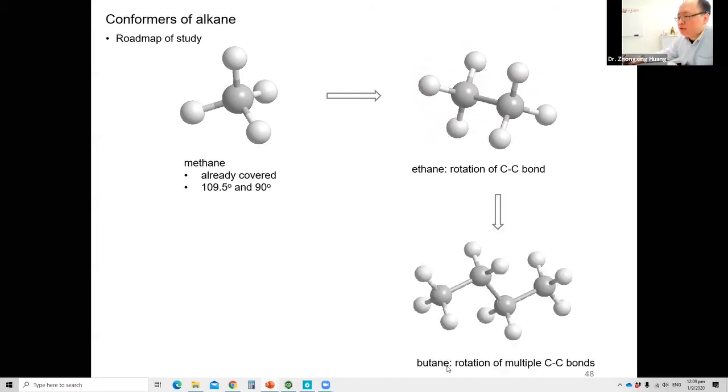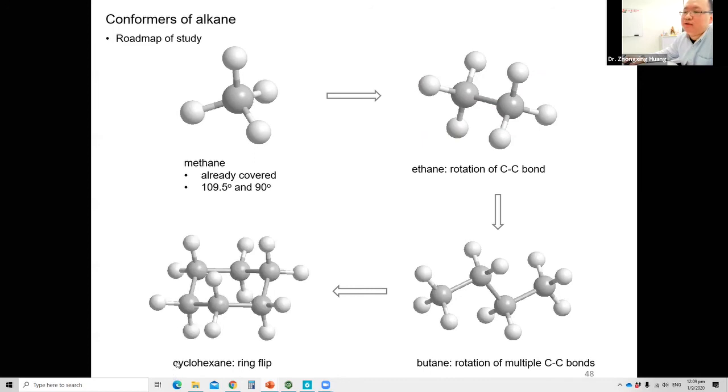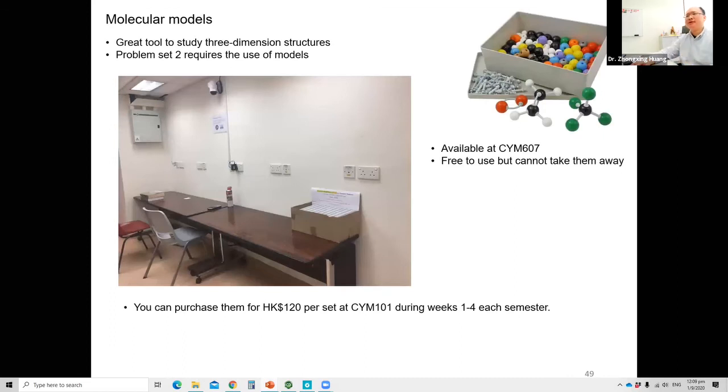Then we are going to go into more difficult ones, the butane structures, which have 3 CC bonds. And finally, we are going to have the ring structures. You cannot rotate the CC bond here, because it's a ring structure and rotating would break it. You cannot twist it, but it will do something called a ring flip, which is quite interesting, and you should learn it. Okay, so molecular models are really important to study stereochemistry.